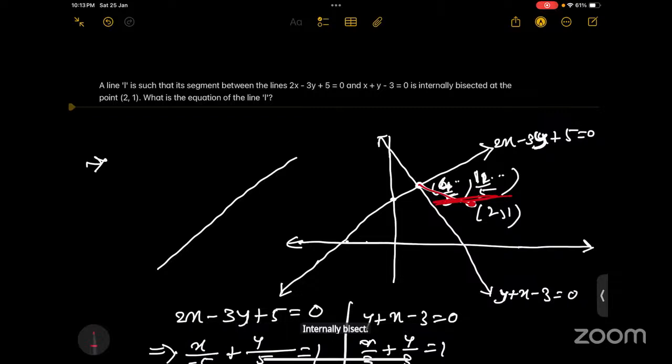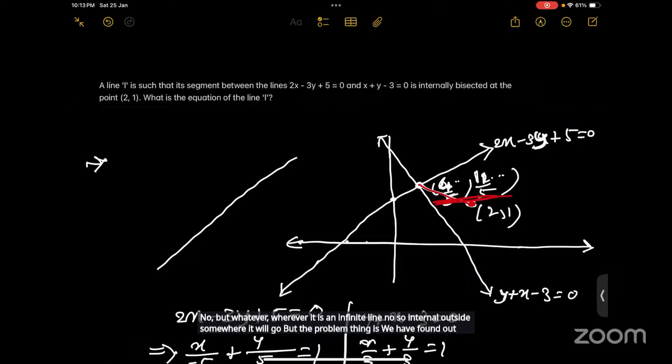No, but wherever it is, it is an infinite line. So internal, outside, somewhere it will go. But the thing is, we have found out one point where both the two lines meet, and they have given (2,1) as one more point. So the particular line will pass through these two points, and it will be an infinite line. This point (2,1) is internally bisecting the line L. This is the clue that this point will be on the line.